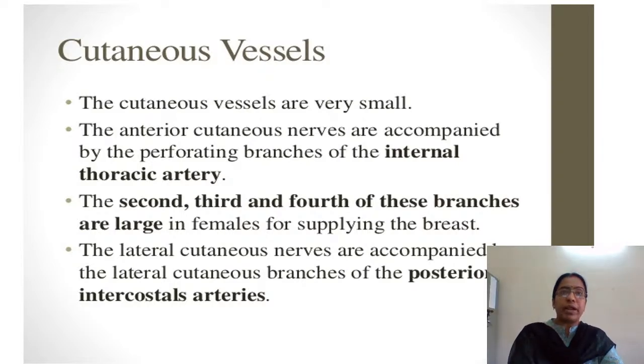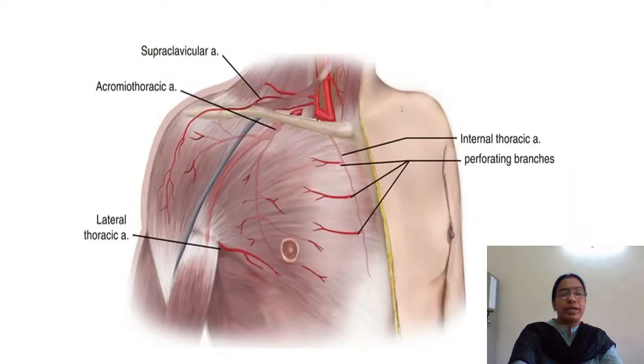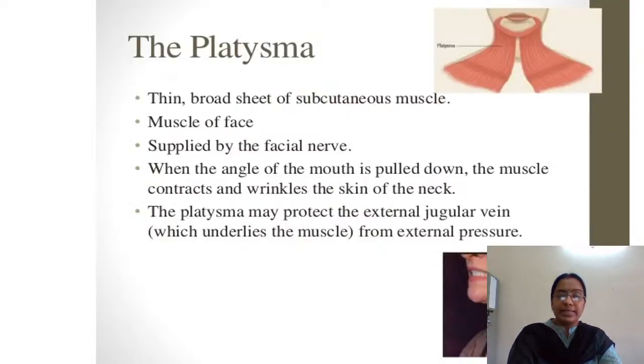Next, coming to the vessels: medially, it is supplied by the anterior cutaneous nerves, which are accompanied by the perforating branches of the internal thoracic artery. Laterally, it is supplied by the posterior intercostal arteries, which are accompanied by the lateral cutaneous nerves. Next, after the cutaneous vessels, what is present in the superficial fascia is a muscle, which is the content here.